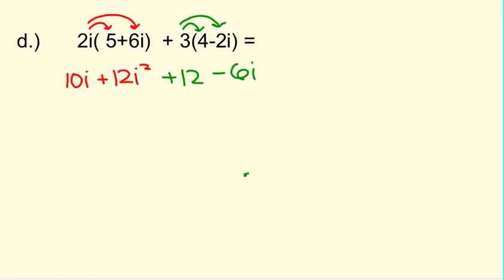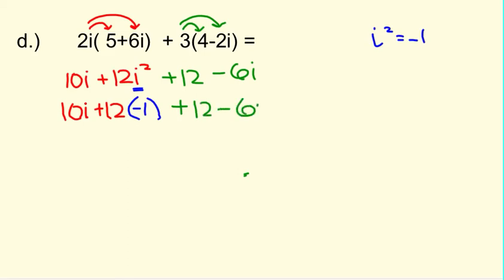Now I'm going to go ahead and notice that, remember this i squared is a -1. So I have one right there. That is a -1. And then everything else still stays as it is. Now let's group like terms. Our real parts are our 12i squared and our 12. I'm just going to rewrite this, 12 times -1 plus 12. And then our imaginaries are 10i and -6i.